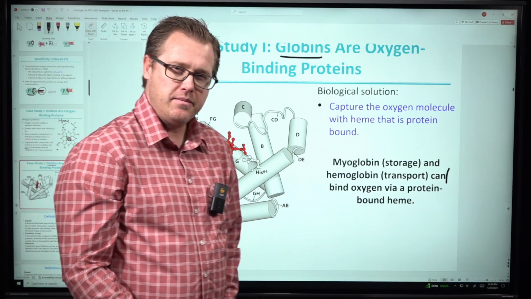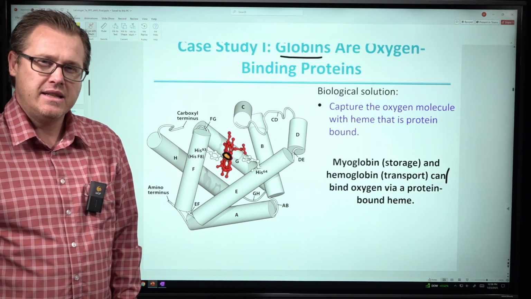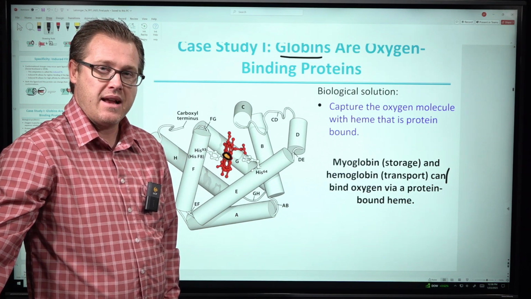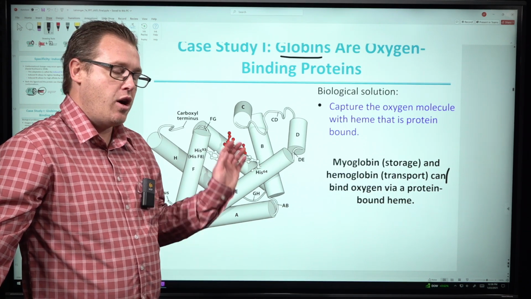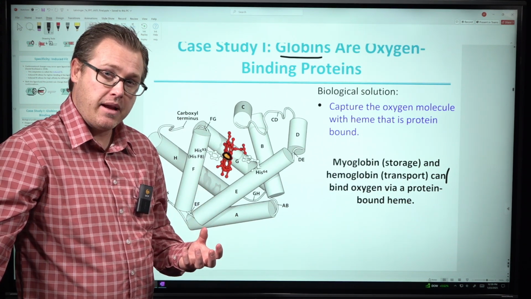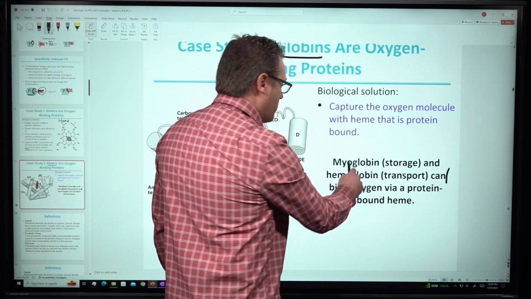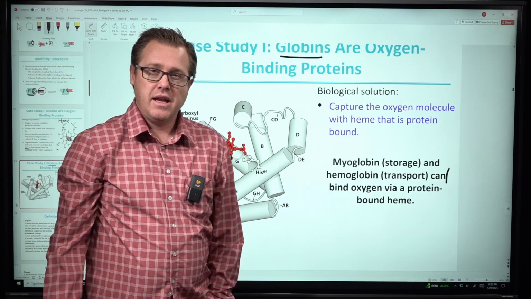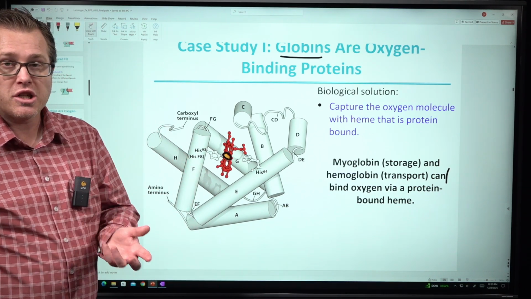Myoglobin stores oxygen in muscle tissue, typically found in mammals that are in the ocean, like dolphins and whales. So when they go into their deep dive, they still have oxygen stored up in their muscles, but that oxygen is bound to myoglobin. Hemoglobin is the globin protein that transfers oxygen through the bloodstream.